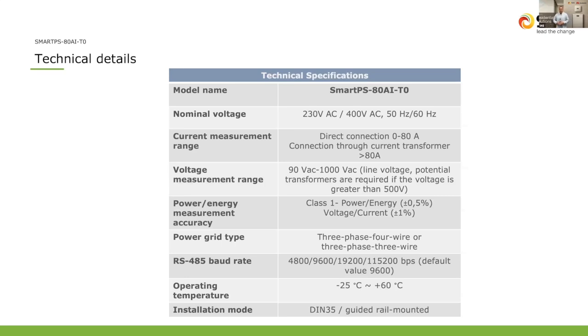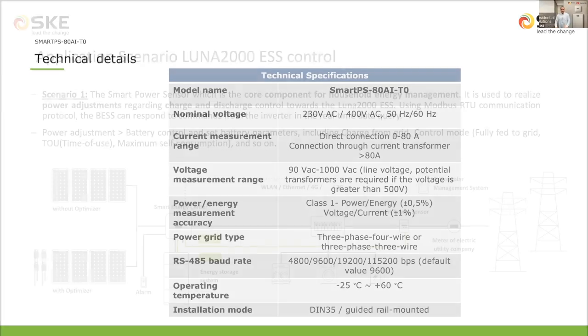Here, the technical specifications from the previous models remain the same. So if you have further doubts, I would recommend that you please use our datasheet to get familiar with some of the current measurement range, the voltage measurement range. Of course, you don't have to learn it by heart, but it's always good to know where to find it and to have it at hand.